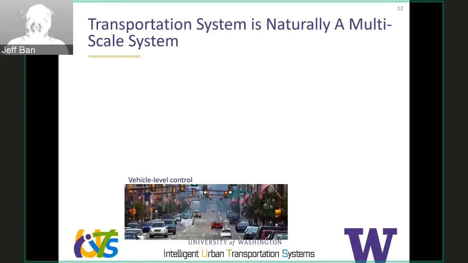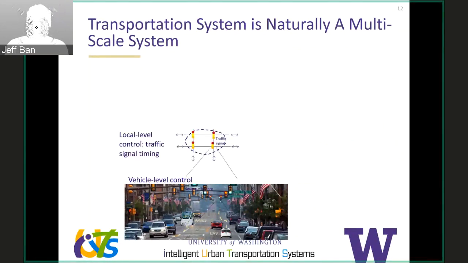So you look at individual vehicles, right? If you think about Tesla, they're concerned about how to control their vehicles, right? Looking at using cameras or LiDAR to collect data and then try to decide the lanes and speed and everything of their vehicles. It's vehicle control, right? They have vehicle dynamics they have to be concerned about and things like that.